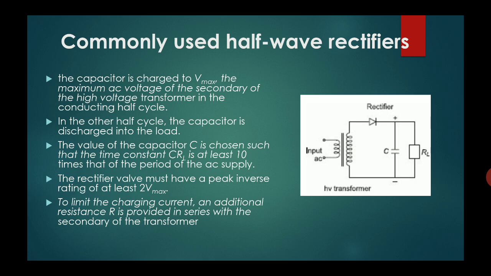To limit the charging current, an additional resistance R is provided in series with the secondary of the transformer. So in order to reduce the charging current, an additional resistance is being used.